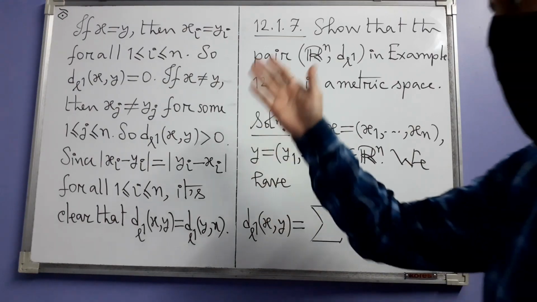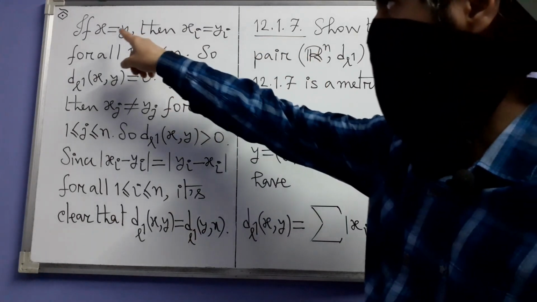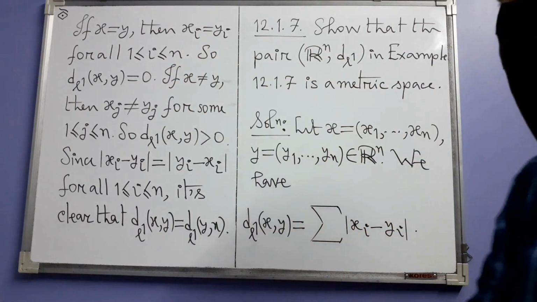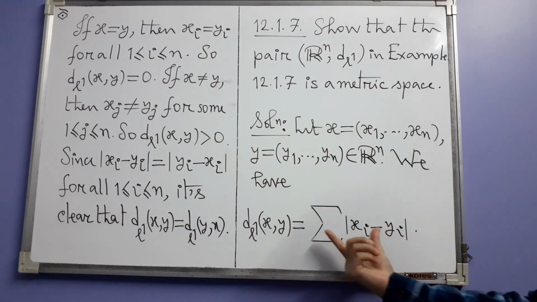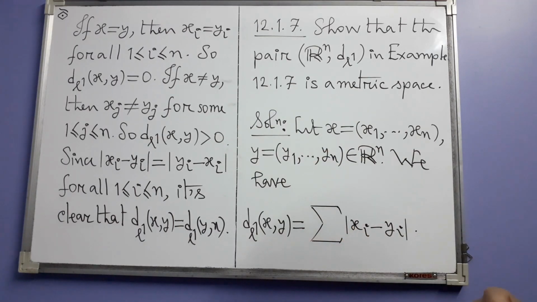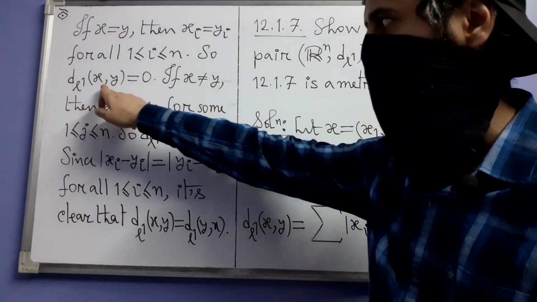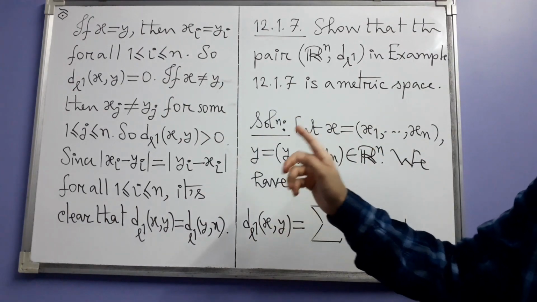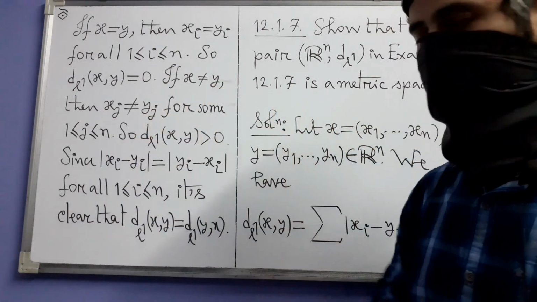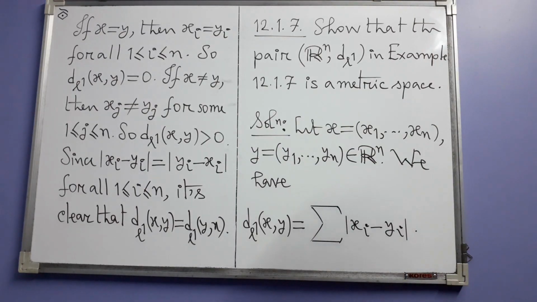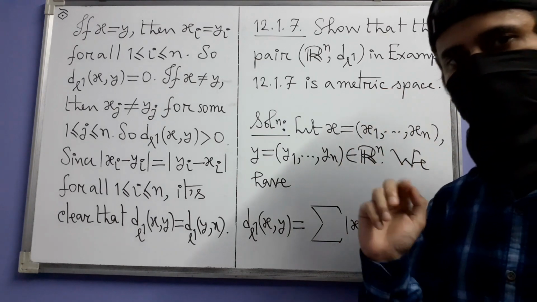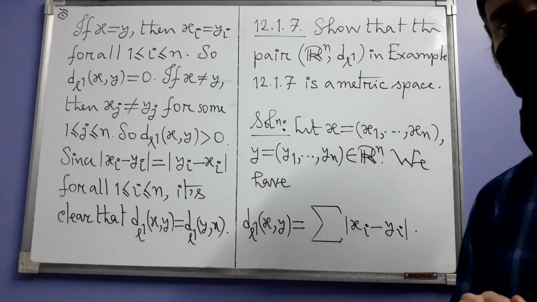So then what do we do? We go for the axioms one by one. If x is equal to y, same as before, each xi is equal to yi. And that is why you can see that all the terms of this sum would then be equal to 0, and so the sum would be 0, and that's why the d_l1 value of x comma y would be 0, in this case, if x is equal to y. Next, if x is not equal to y, then some xj is different from the corresponding yj. But then again, the corresponding term here would be positive. And whatever I said about this similar situation in the previous solution, here also the same thing will happen.